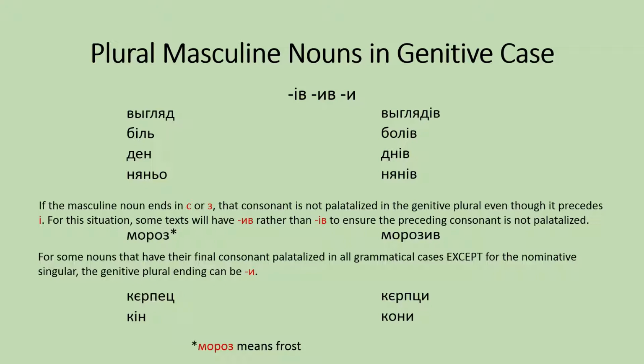If the masculine noun ends in s or z, that consonant is not palatalized in the genitive plural, even though it precedes I. For this situation, some texts will have iu written rather than iu to ensure that the preceding consonant is not palatalized. For example, the Lemko word for frost is moroz, and that becomes morozył.